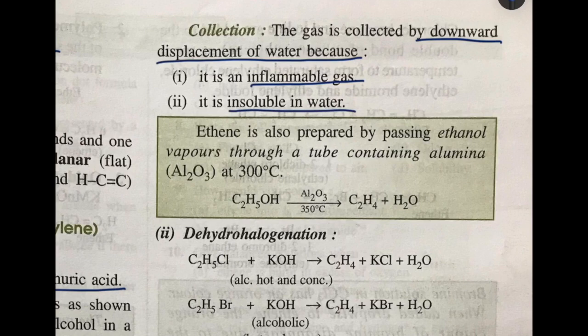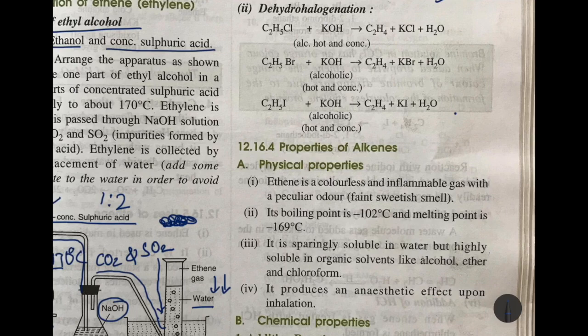Another method of preparation of ethene is by passing ethanol vapors through a tube containing alumina or aluminium oxide at 300 degrees Celsius. So this is your equation for the preparation of ethene using aluminium oxide. Another method of preparation of ethene is by dehydrohalogenation. Here you can see chloroethane is treated with alcoholic hot and concentrated potassium hydroxide, and your product is ethene, potassium chloride and water.